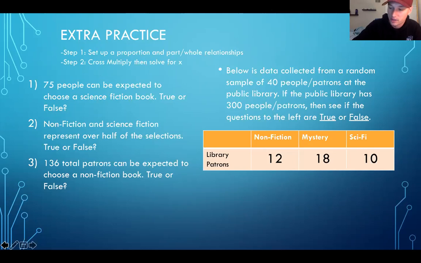And then we're going to do the same simple cross multiplication as we did before. We're going to do 3,000 because 300 times 10 equals 40x. Then we're going to divide both sides by 40. And then we're going to get x equals 75. So the question was asking us, 75 people can be expected to choose a science fiction book, true or false? Well, that's true, because when you set up the whole part-whole proportion, you get x equals 75. So that's true.